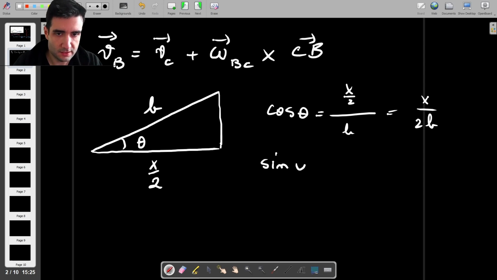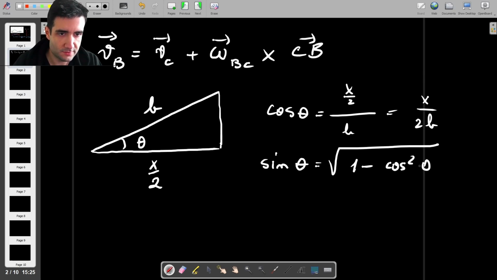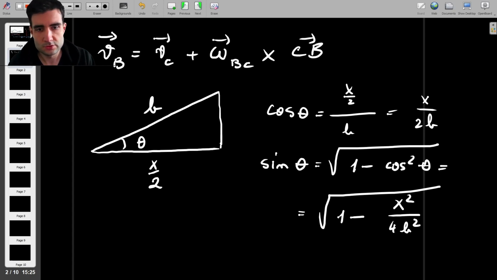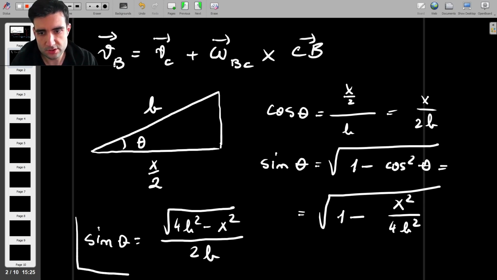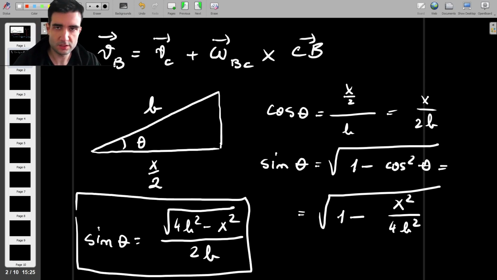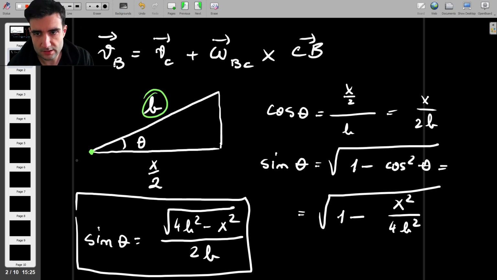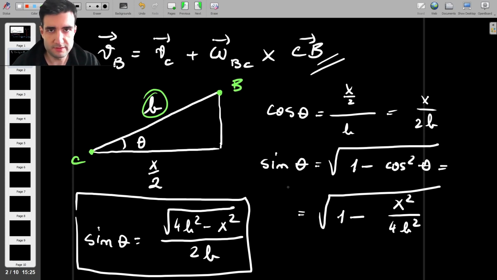And we can also find sine of theta. So sine of theta is the square root of 1 minus cosine squared of theta. So that is the square root of 1 minus x squared over 4b squared. So sine of theta is the square root of 4b squared minus x squared, divided by 2b. Knowing the sine and the cosine will let us find the components of CB. So we have C here, this is B. So we can now put some values in here.